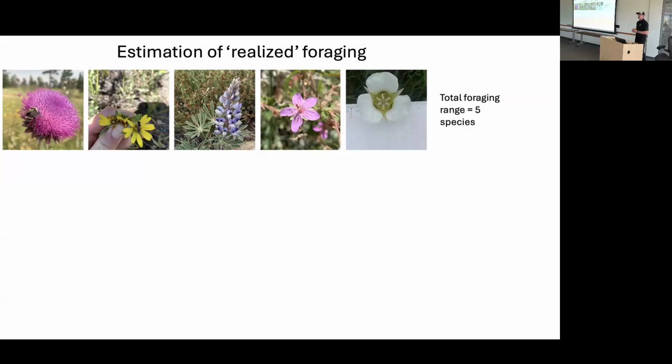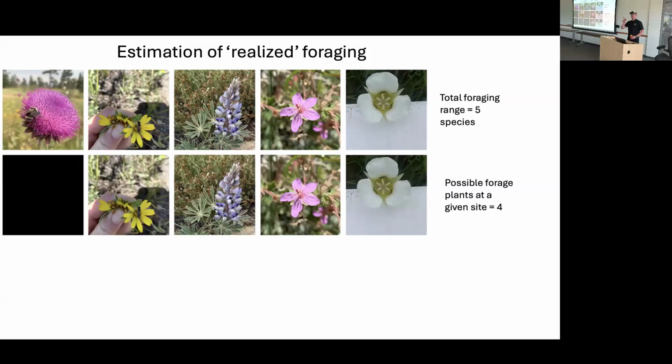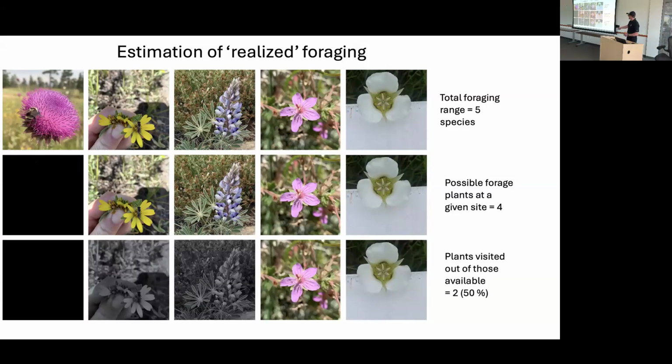Well, one possibility is that native bees are changing their foraging preferences or patterns when a lot of honeybees are around. So we're able to take the sample of all the interactions that we recorded for a given bee taxa and say, okay, these are all the plants that they visited in the landscape, 5 different species. Then we could go look at an individual site and say, okay, only 4 of those were present at this site that we sampled the network from. And they only actually foraged on 2 of them. So in this instance, I would have assigned the realized foraging breadth in that particular site as 50%, half of the plants that they actually forage on.